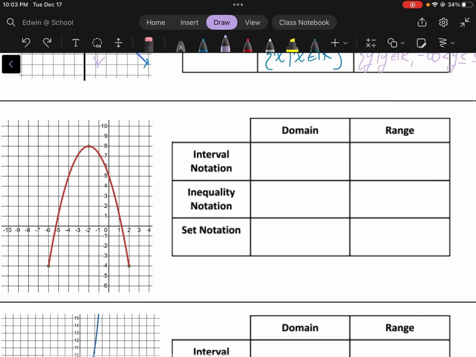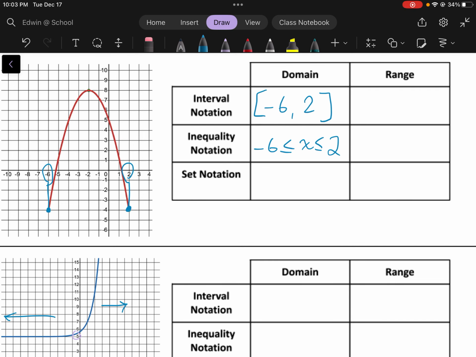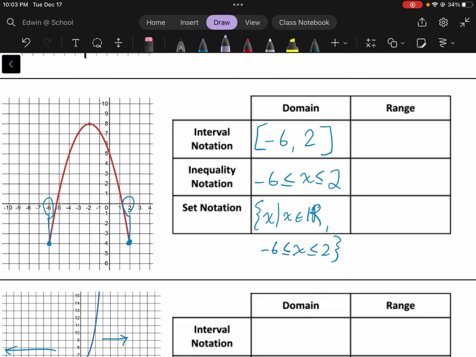So now let's take a look at this next example. We're talking about the furthest point on the left for domain, which is right here. Looks like that lines up with -6, and the furthest point on the right is going to be 2. Both brackets because we have a point there. We reached it. For inequality, we have -6 is less than or equal to x, which is less than or equal to 2. The less than or equal to corresponds with the bracket. And then finally, we have the set of all x such that x is a part of all real numbers, but specifically, we want those values in between -6 and 2. So that's why we have to write that little extra part.